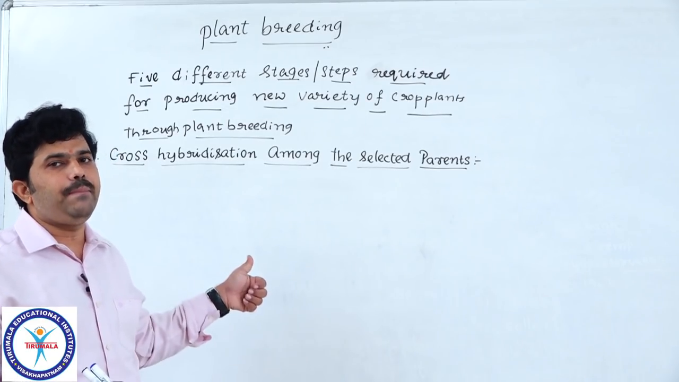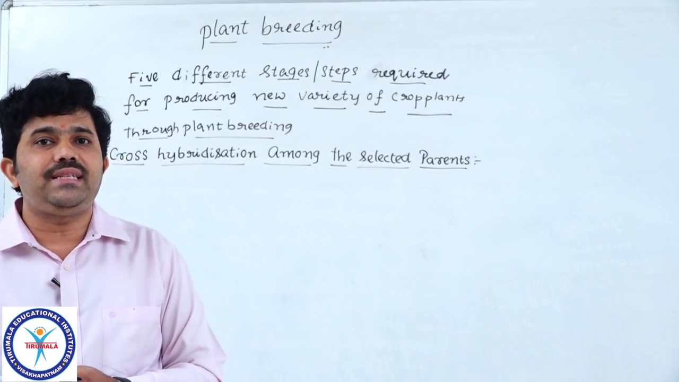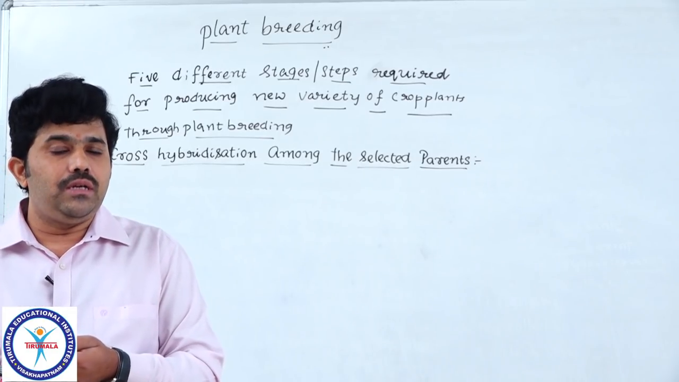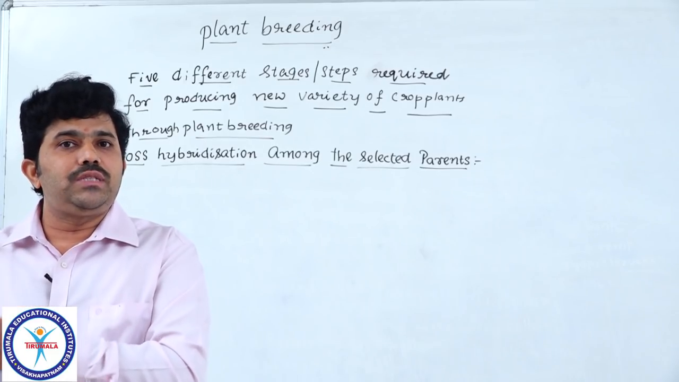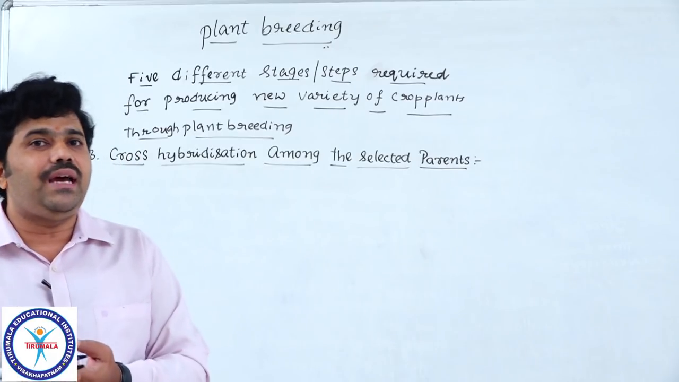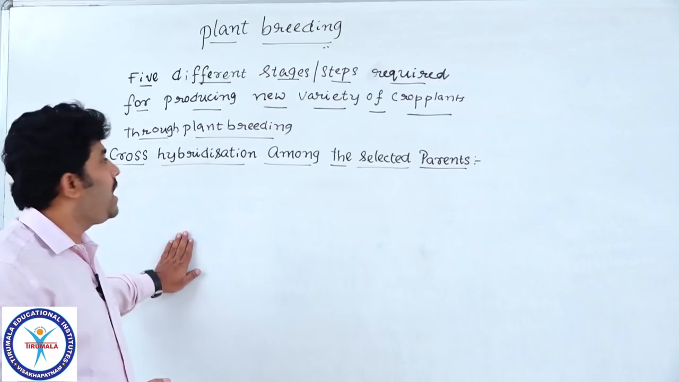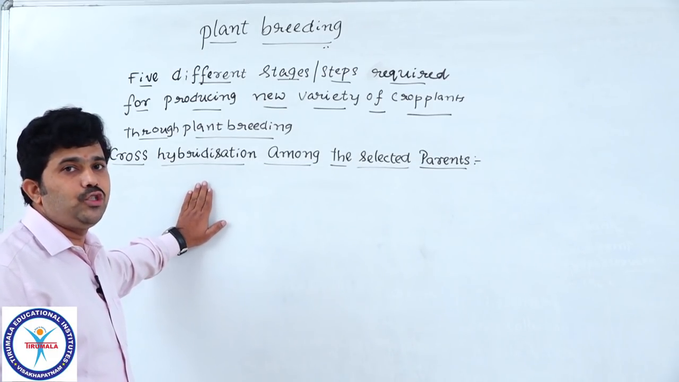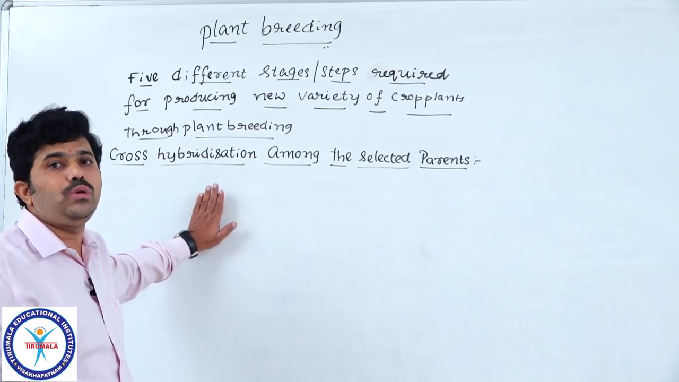That's why this step takes years of time to get more and more desirable traits of plants as progeny or offspring. Understood? Cooperative seasons are required to produce flowers, fruits, and seeds. Then again, we observe those seeds to see whether they contain superior characters or not. We do these activities taking much time. That's why cross hybridization among the selected parents is a very time-consuming and tedious process. Tedious process means a long-time process.